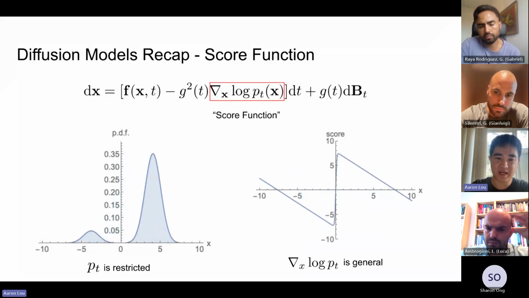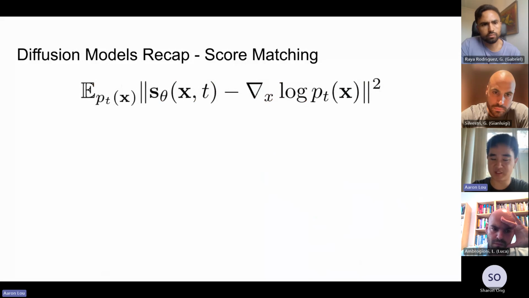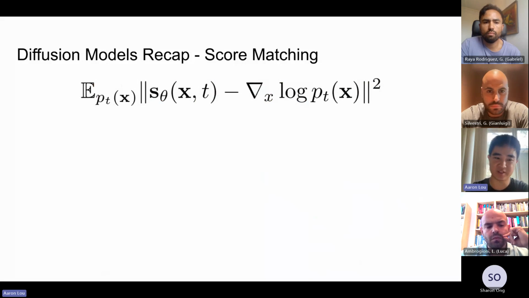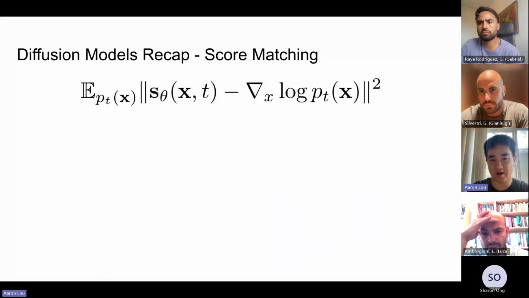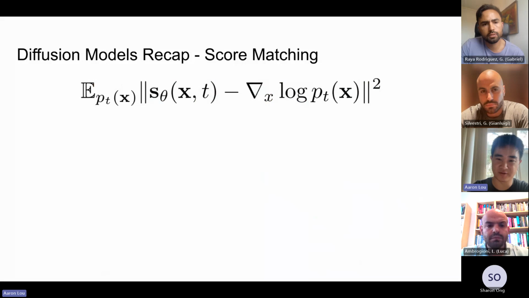And so the basic idea here is that we want to learn this score function in order to parameterize the reverse diffusion process. And how do we do this? Well, we can minimize the following score matching loss. This is what's called the score matching loss in the literature. The idea here is we take sample points from p_t, and then at each sample point, we parameterize the neural network as s_theta, which takes an input point x and a time step t. And then we try to minimize the L2 loss with the ground truth score function given here. So it's a very typical expected L2 loss function.